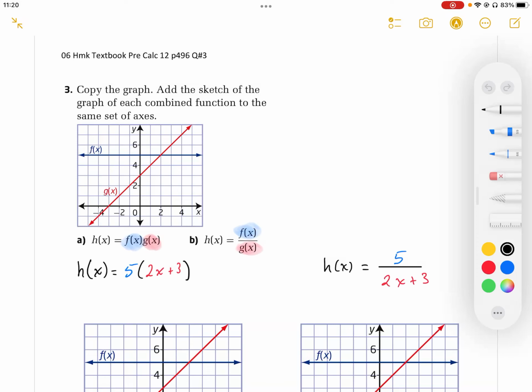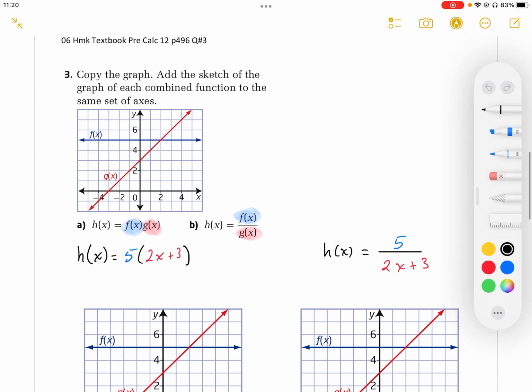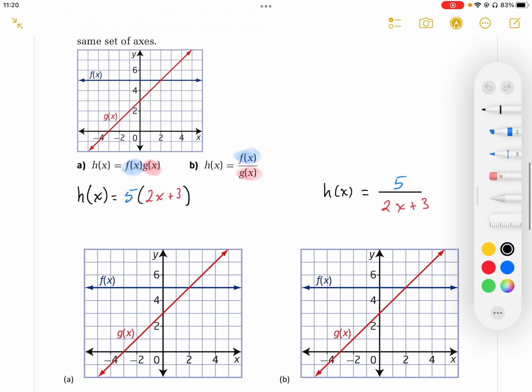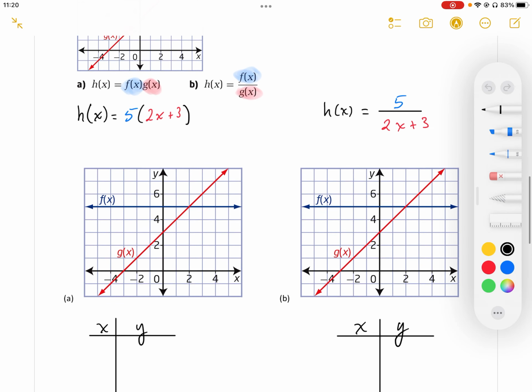Page 496, number 3 says copy the graph and add the sketch of the graph of each combined function to the same set of axes. So for A, we have f of x times g of x. So I've written the h of x function as 5 times 2x plus 3. So there's a few ways we can do this.